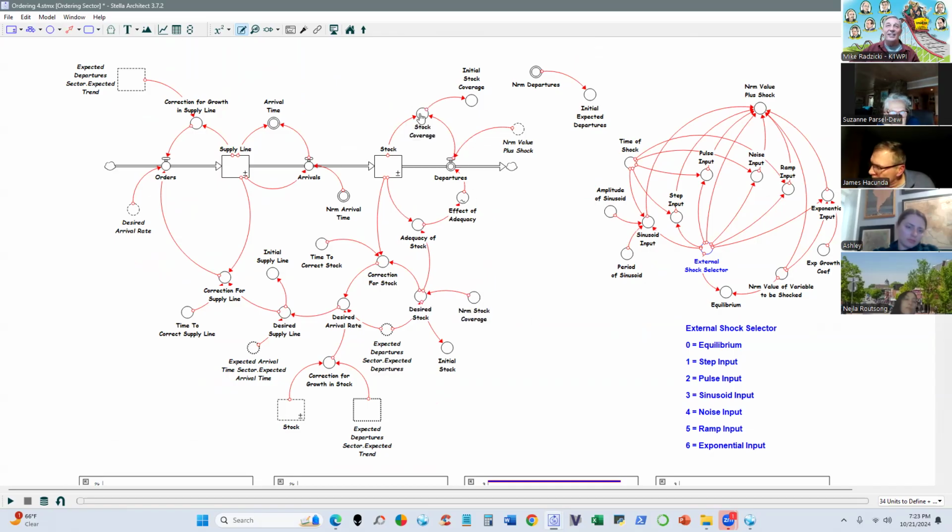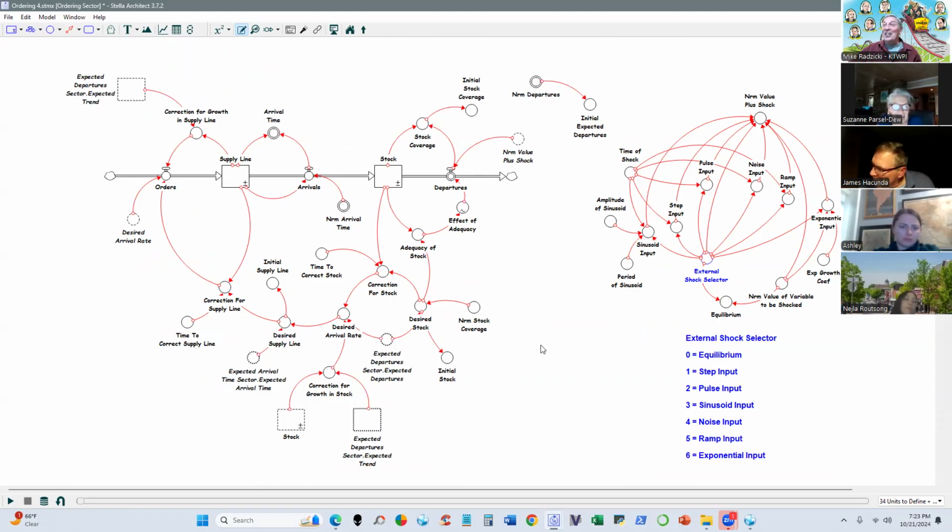What did I call that? Delivery delay. I can't remember what I called it. Sorry, I changed the names on it. I'm not doing it purposely. First order control is in here, desired stock. So we're taking expected departures times the coverage to get desired stock.